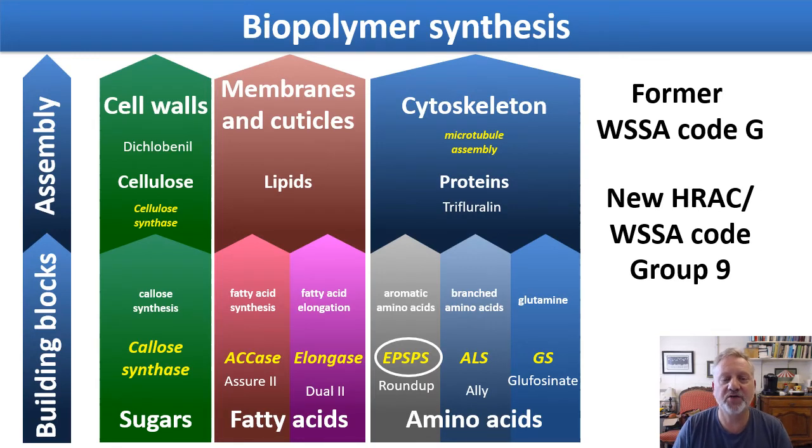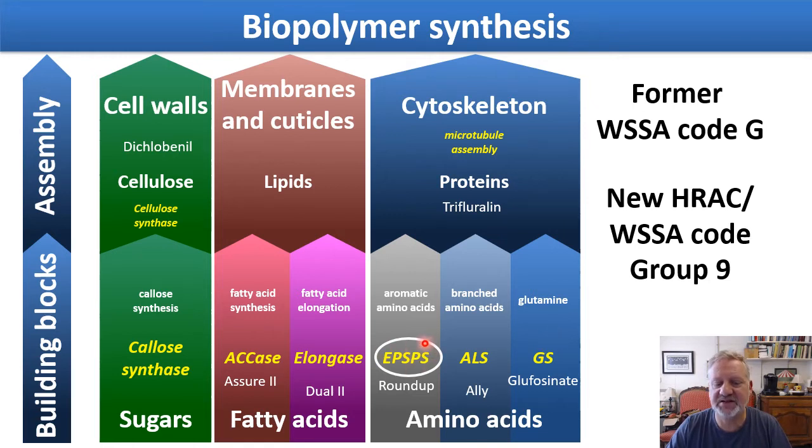Now moving on to the main class of biopolymers, which will be the proteins. There are three key targets for these: EPSPS in the aromatic amino acid biosynthesis, ALS in the branch chain amino acids, and then GS in glutamine. We'll talk about GS in the third lecture because it's kind of a special case.